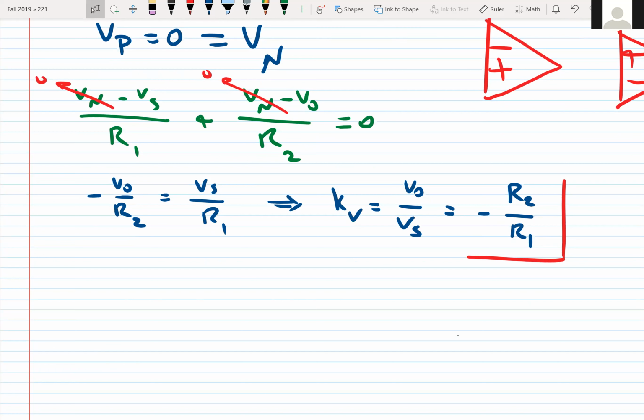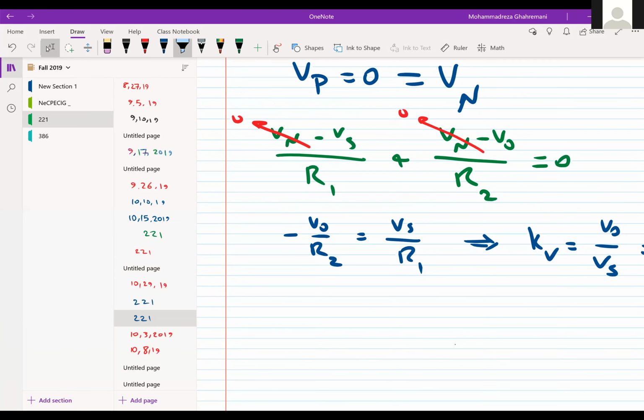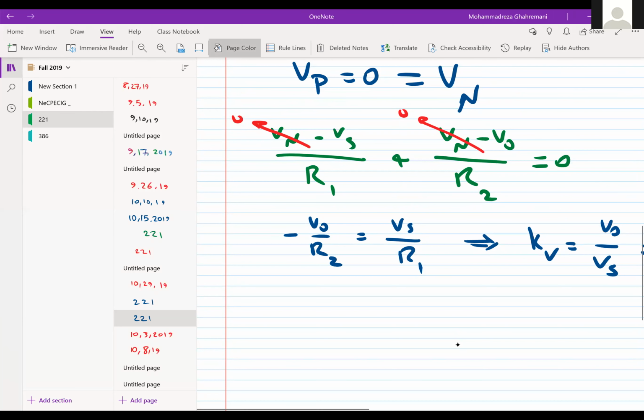You see that Kv is negative because R1 and R2 are both resistors with positive values, and the negative sign in front of them indicates that Kv is negative. It's the reason we call this amplifier an inverting amplifier. Any question? No questions? Okay.